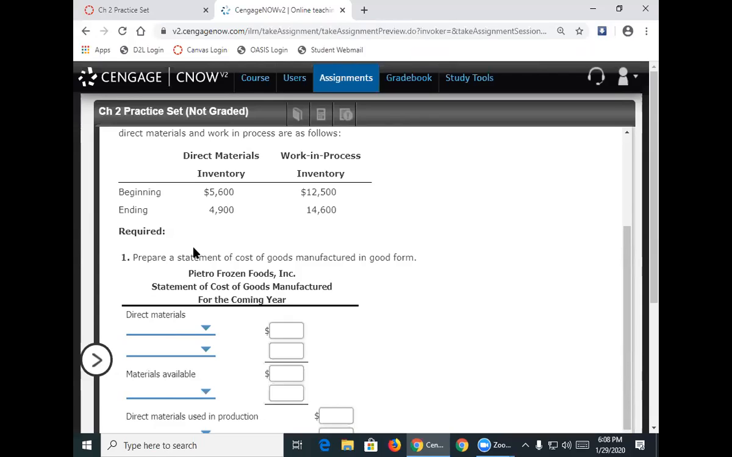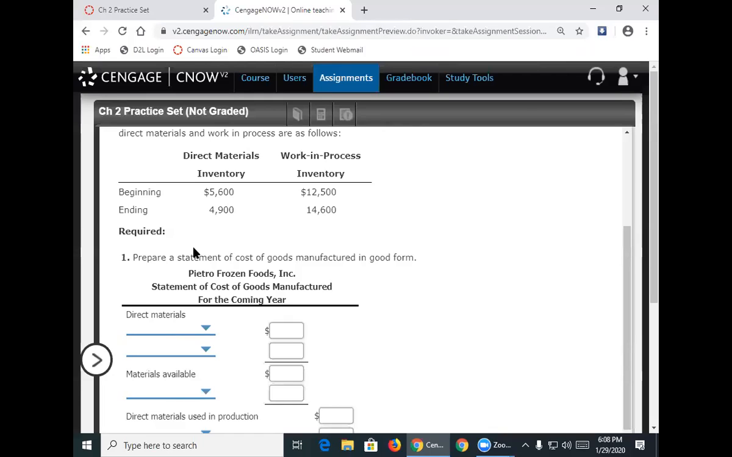So there's going to be some leftover materials, labor, you know, all of that. There's going to be some leftover things that are unfinished. And then everything that's finished isn't always going to be sold. So there's always going to be beginning and ending balances. So that's kind of why we have to trace all these costs.